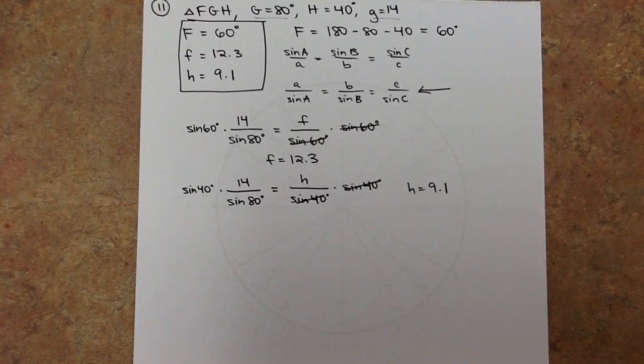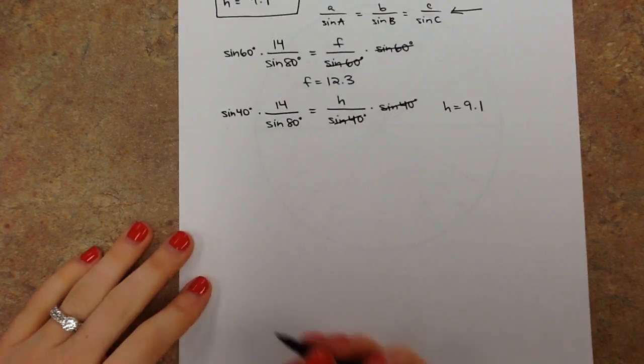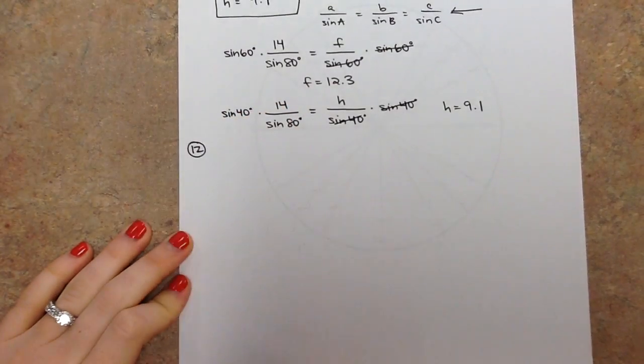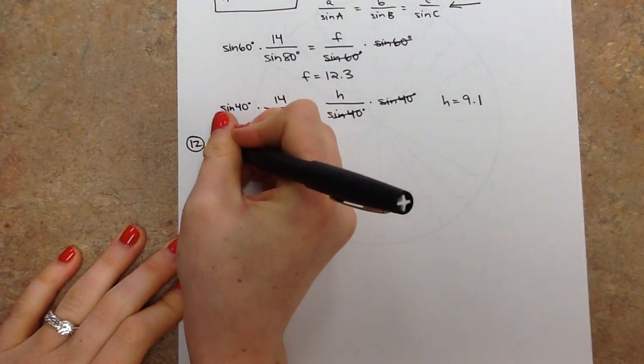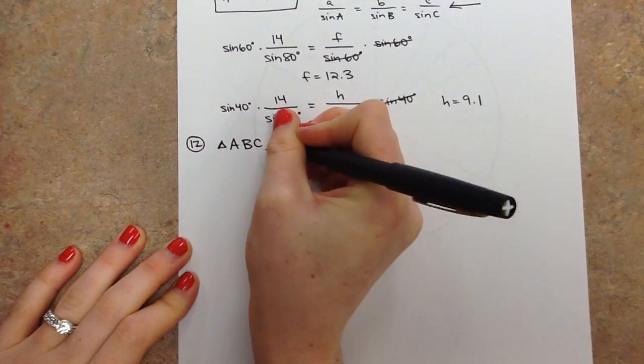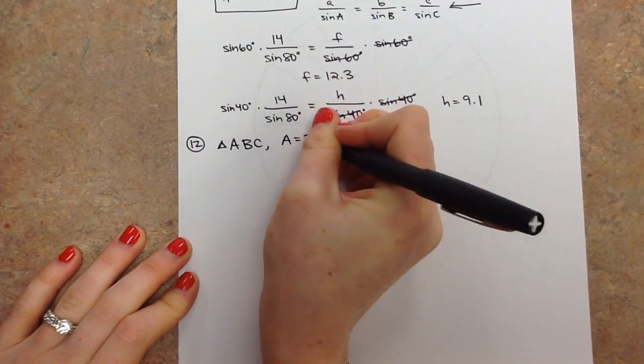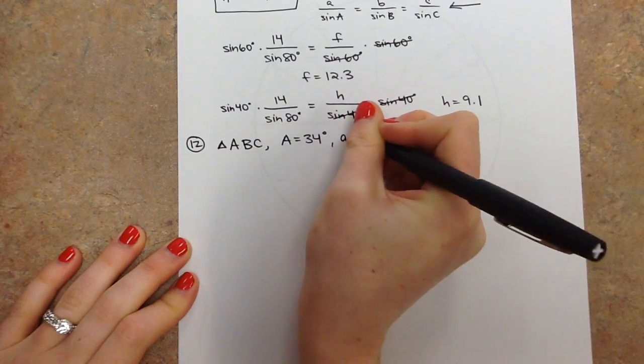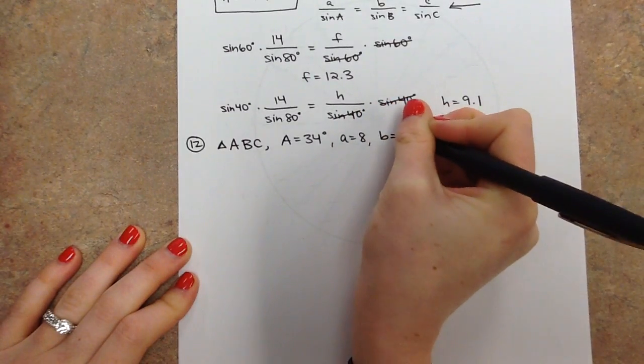So like I said, that's what it means to solve for the triangle, is to find all of the missing pieces. Okay, next one from 12.4 is number 12. We are given triangle ABC. A equals 34 degrees, little a equals 8, and b equals 13.